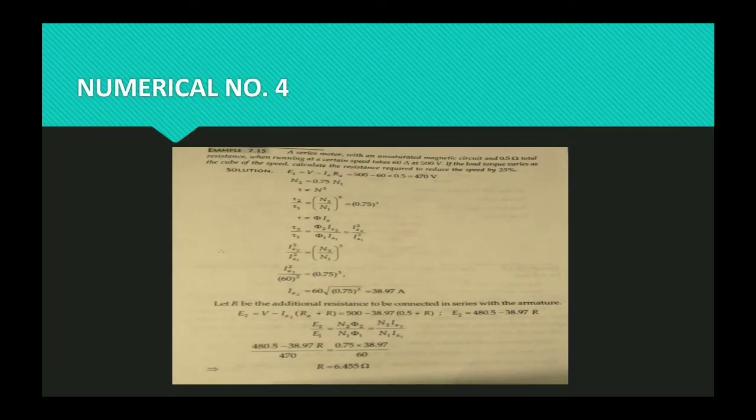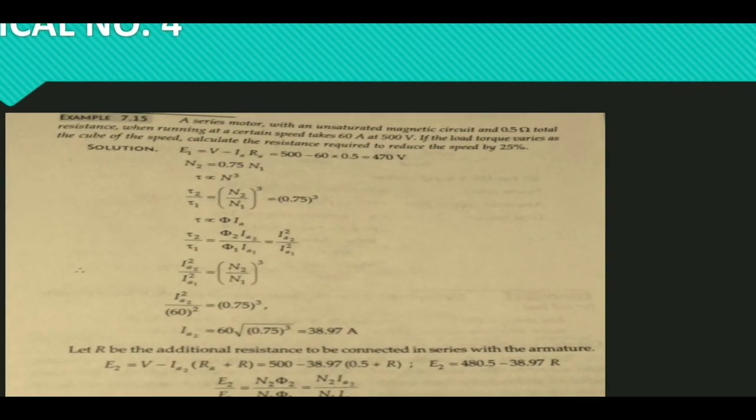Now the next numerical, that is numerical number 4. Same as the previous one, it is also about the DC series motor. So here you can see a series motor with an unsaturated magnetic circuit. Unsaturated means the field is not saturated, that is, the maximum flux is not produced in the field, so we can write unsaturated magnetic circuit.